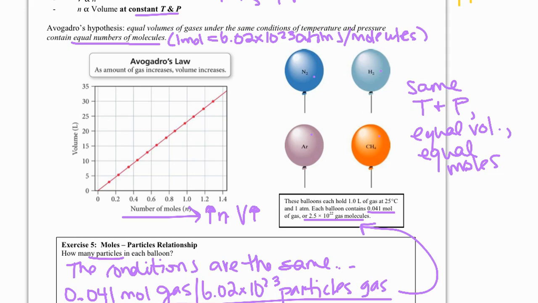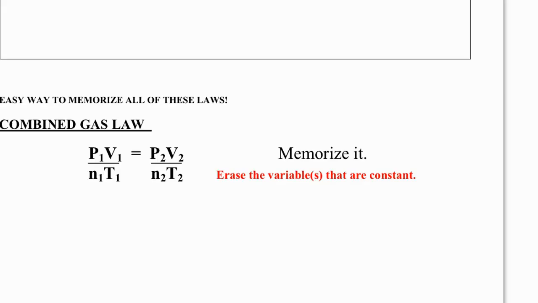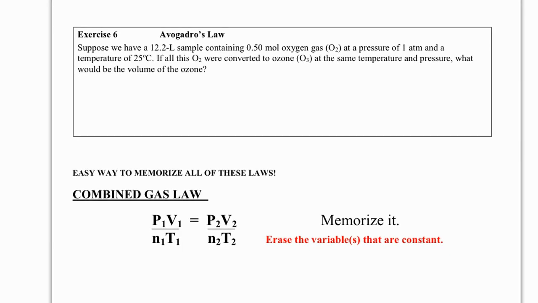If we go over to the next, there is an actual problem for Avogadro's law. So exercise 6 says, suppose we have a 12.2 liter sample that contains 0.5 moles of oxygen gas at a pressure of 1 atm and a temperature of 25 degrees Celsius. If all of this oxygen were converted to ozone at the same temperature and pressure, what would be the volume of the ozone?